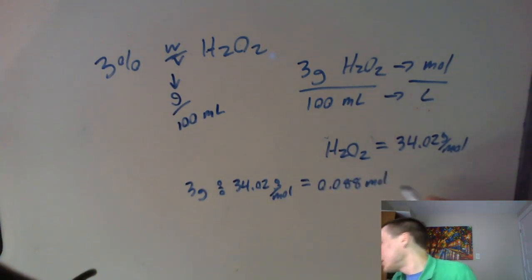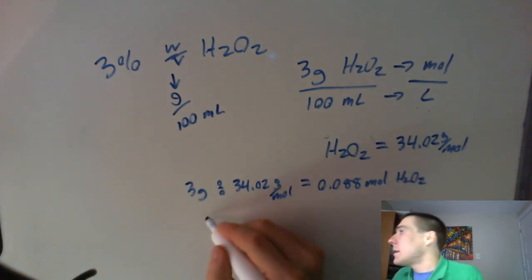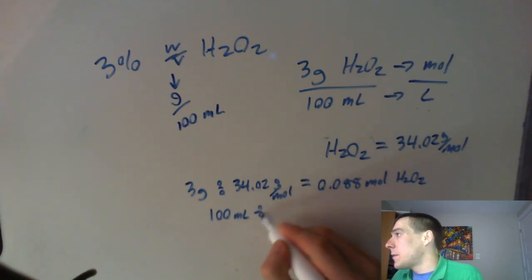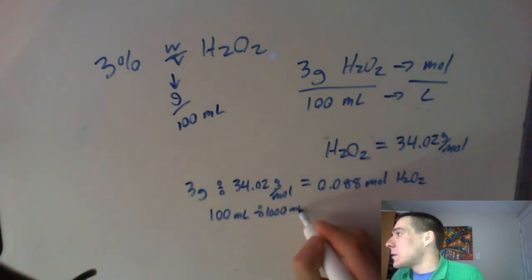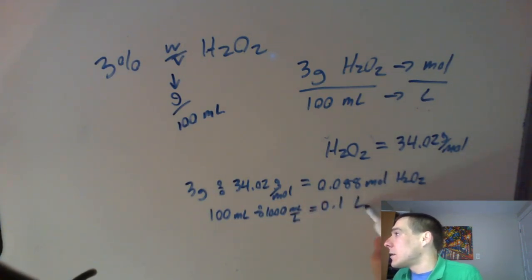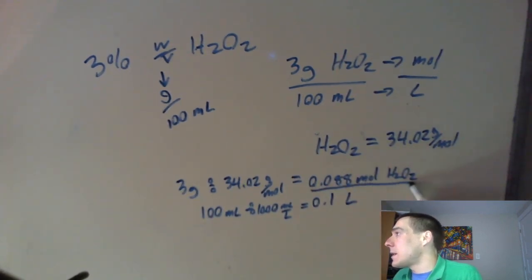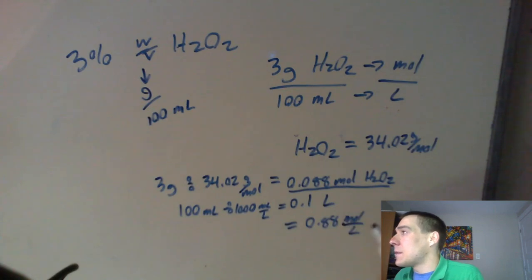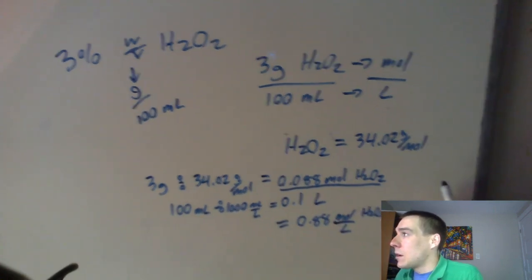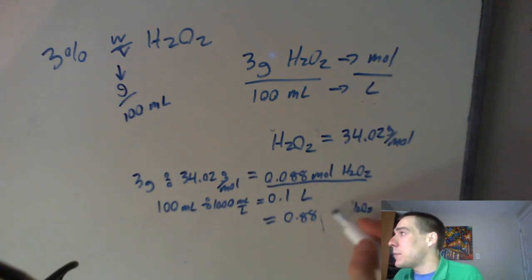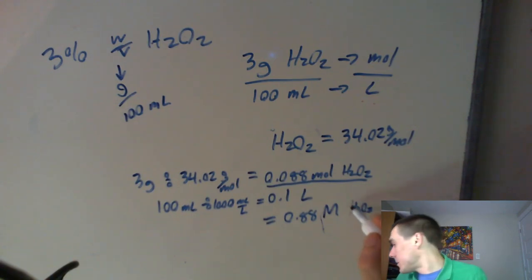moles of H2O2, and 100 milliliters divided by 1,000 milliliters per liter is 0.1 liters. So if we divide that, we end up with 0.88 moles per liter. 0.88 moles of H2O2 per liter. Or we just write big M, H2O2.